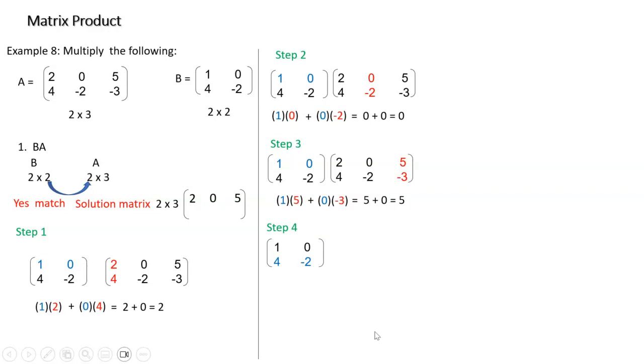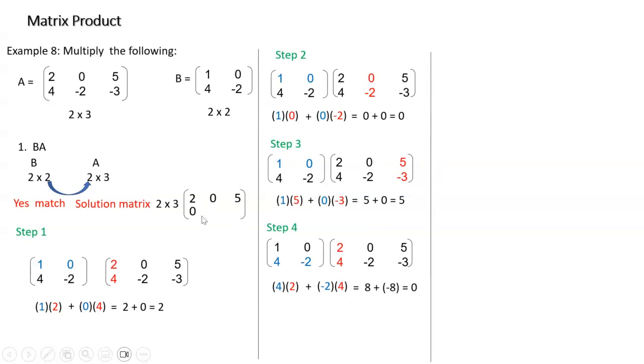And we repeat the process as we did in step 1. I'm going to multiply the second row times the first column. So 4 times 2 plus negative 2 times 4. That gives us 8 plus negative 8. The answer is 0, and that 0 goes on the second row, first column. Now comes step 5. Again, it's the second row times the second column in red. So 4 times 0 plus negative 2 times negative 2. This will give us 0 plus 4, which is 4. And that goes on the second row, second column.